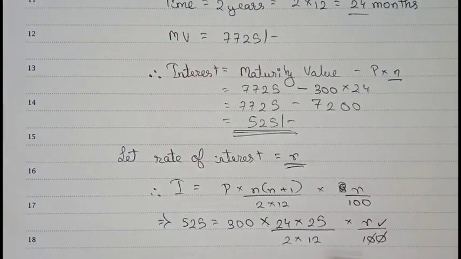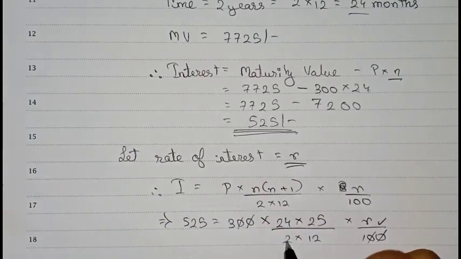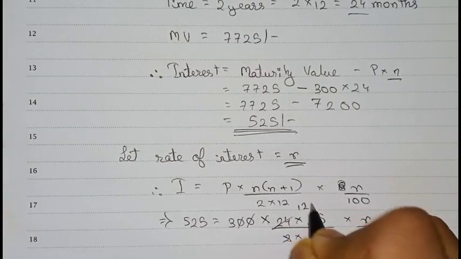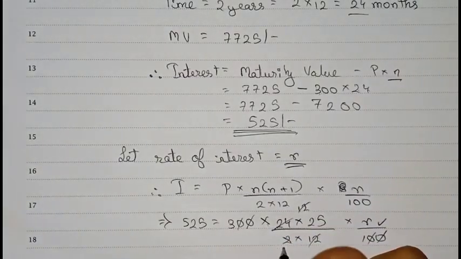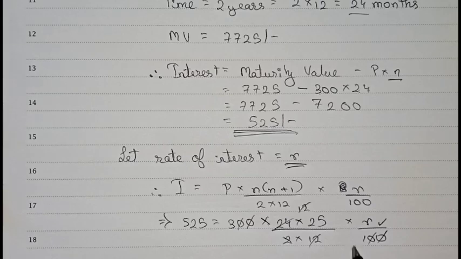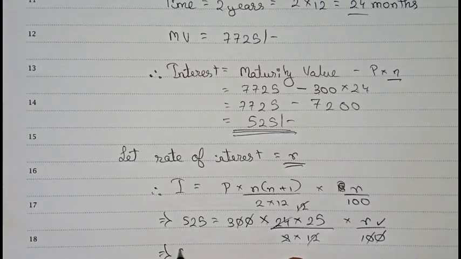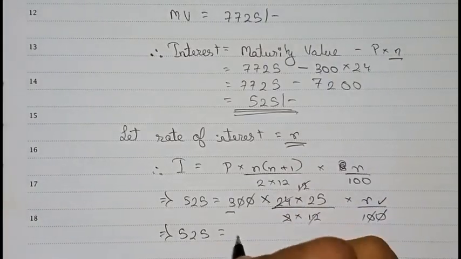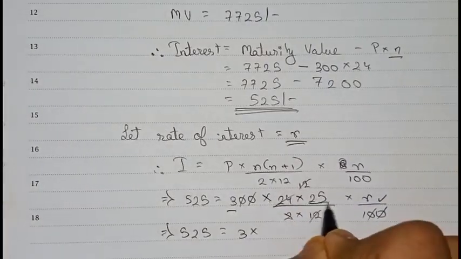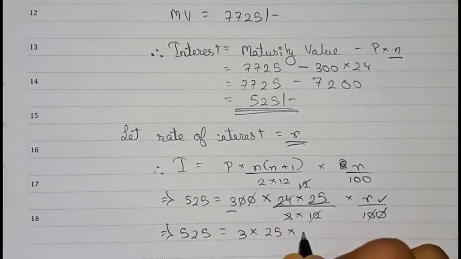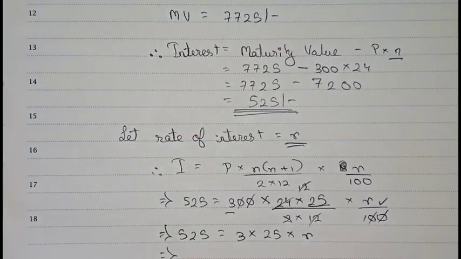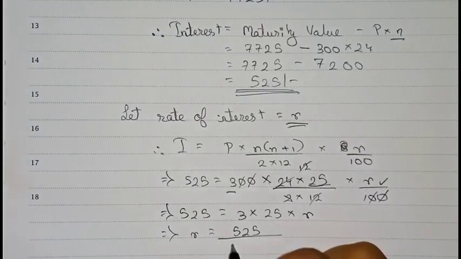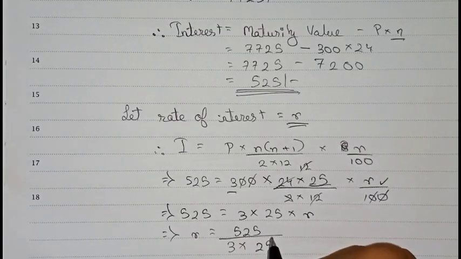So 0 and 0 I cut. So 2 12s are 24, and 12 12 we cut. So it becomes 525 is equal to 3 into 25 into R. So as in the previous question, we rearrange it. R is equal to 525 by 325.